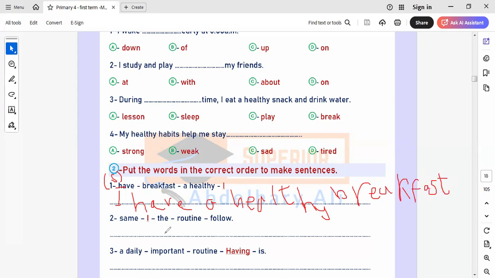Next one. Here it will be I follow. There is here the subject with the subject pronoun. I follow the same routine. I will leave the rest of the sentence for you to do by yourself as homework.